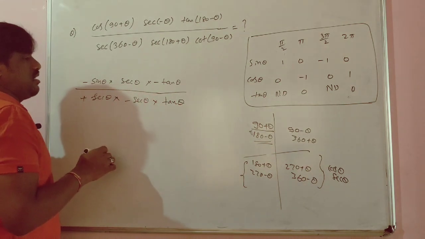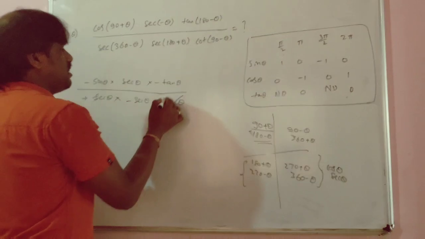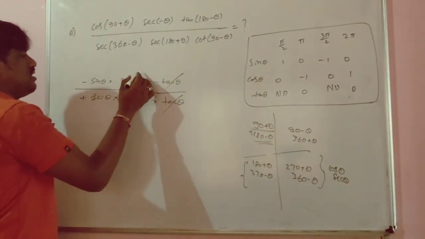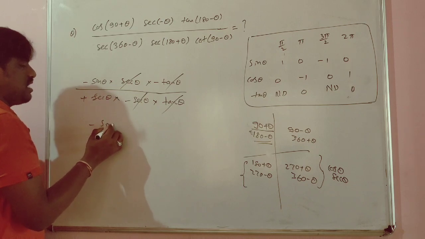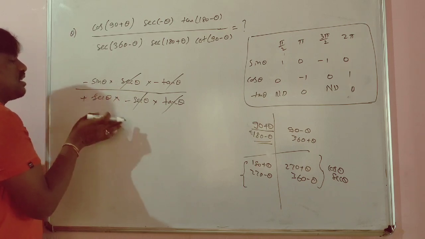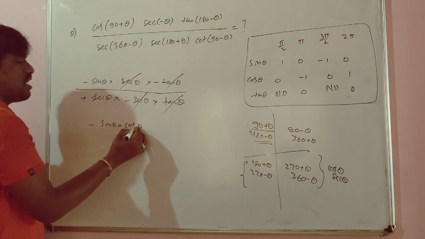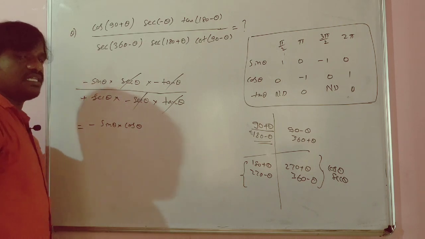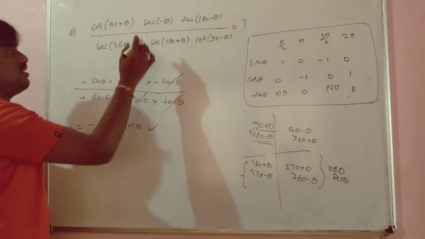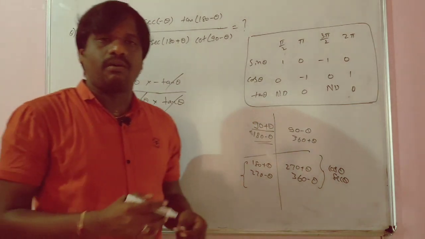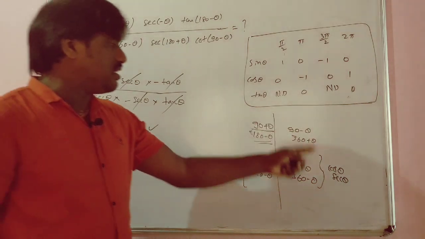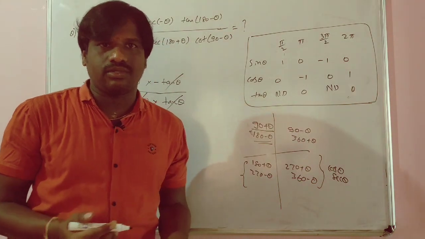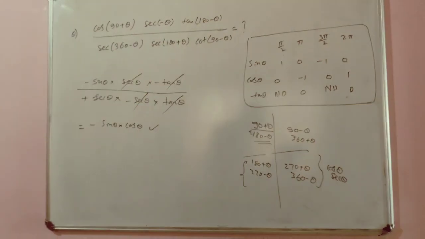So what I got here is that this tan is cancelled out, this cos and this cos are cancelled out, and I got minus sin theta into this sec theta, which can be taken as 1 over cos theta. So the answer is minus sin theta cos theta. Likewise, whenever such problems occur, you have to deal with this allied angle concept and solve. Let us do more questions on this.